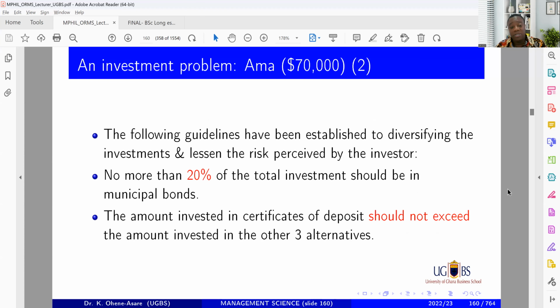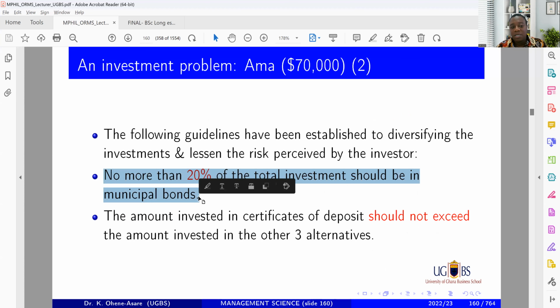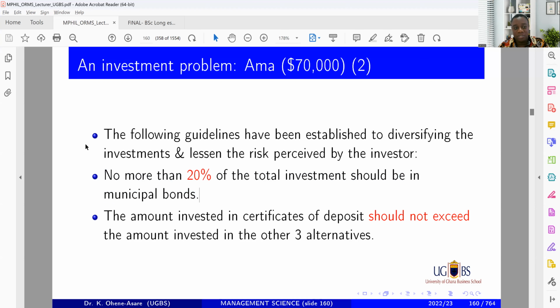Some of them have got risks. And look at the first risk. The first risk is that no more than 20% of the investment should be in municipal bonds. So you can invest in municipal bonds, but nothing more than 20% of the total 70,000 should go into municipal bonds. The amount involved in certificate of deposit should not exceed the amount invested in the other three. That is another constraint you have to take into consideration.